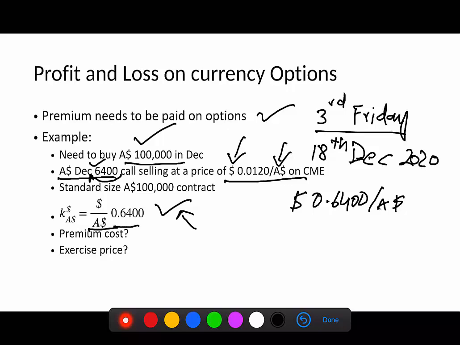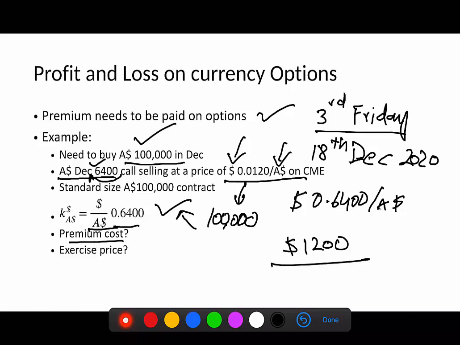Now, what is the premium cost? The premium cost is $1,200. Why? You multiply 0.0120 with the contract size. If you multiply this with 100,000, which is the contract size of the Australian dollar call option contract on CME, then you will get this much premium cost.